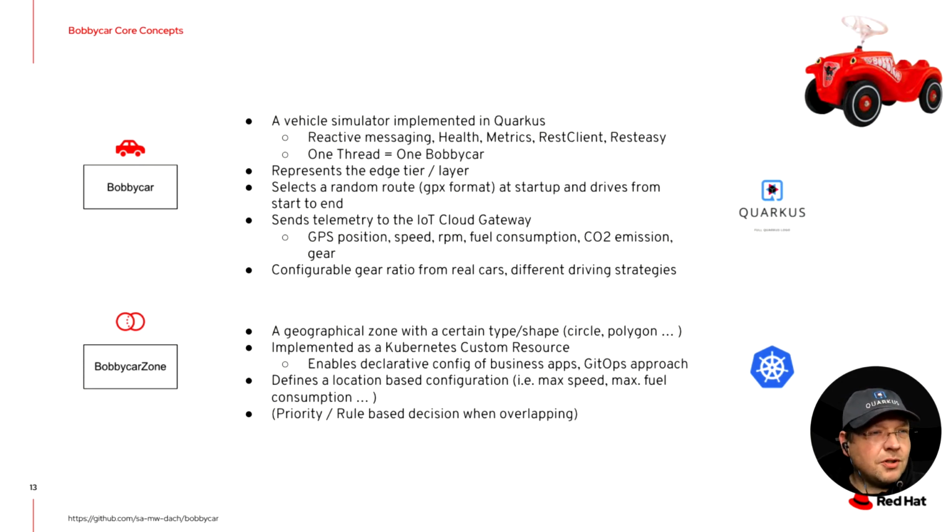GPS position, we talked about speed, fuel consumption, CO2 emissions. Exactly. So if you want to calculate what the actual fleet of cars is emitting in terms of CO2, you can definitely do that with this demo.